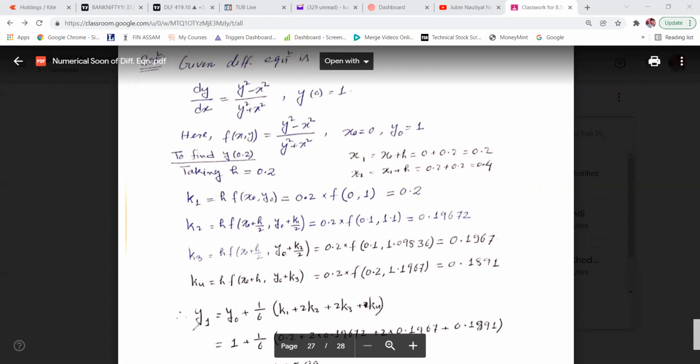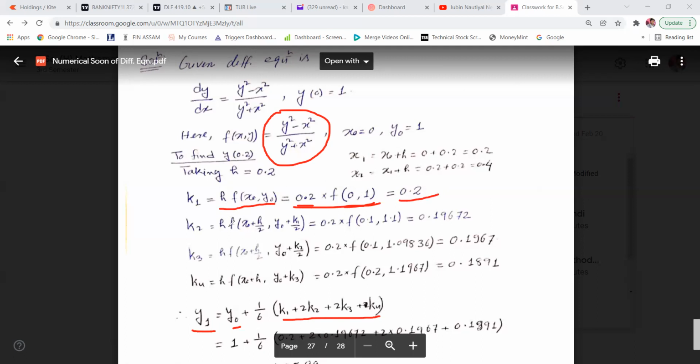So for n equal to 0, you will get y1 equal to y naught plus 1 upon 6 into k1 plus 2 k2 plus 2 k3 plus k4. So k1 will be what? This one, h value obviously. X naught and y naught you put here. And what is the f of x, y? In place of x you put 0, in place of y you put 1, and then you simplify this, you will get 0.2.